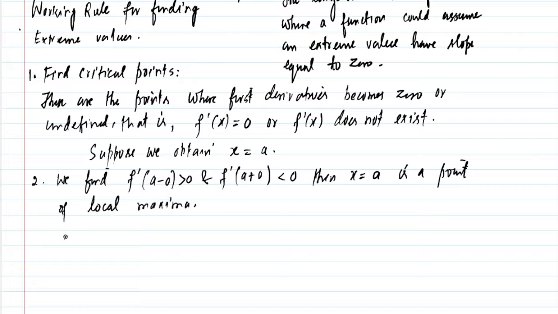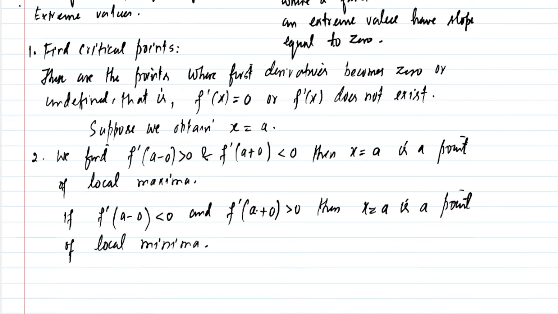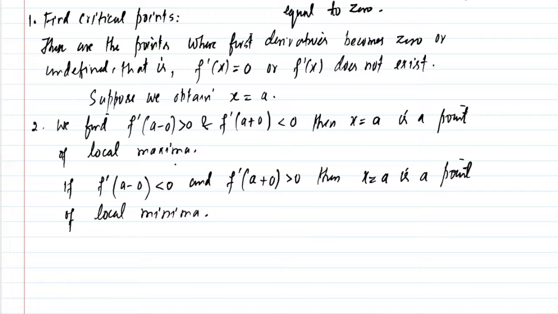And second, if the left hand limit of f dash at A happens to be negative and the right hand limit of f dash at A becomes positive, then x equal to A is a point of local minima. So this is point number 2, step number 2. This is known as the first derivative test. So this whole thing is known as the first derivative test.